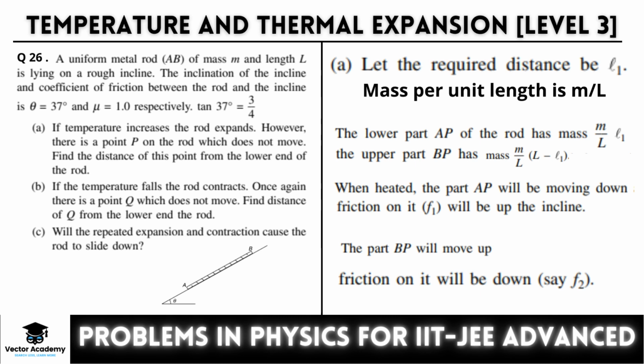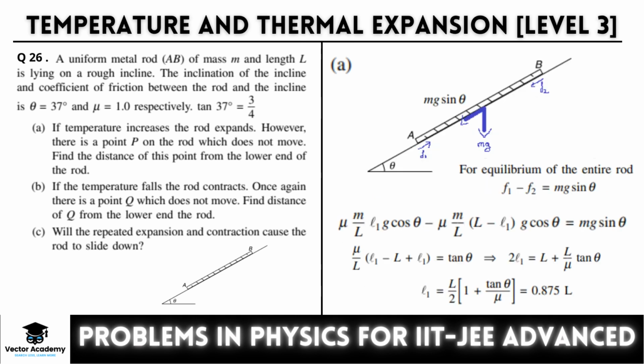A. Let the required distance be L1. Mass per unit length is m divided by L. The lower part AP of the rod has mass m by L into L1 and the upper part BP has mass m by L into (L minus L1). When heated, the part AP will be moving down and friction on it, F1, will be up the incline. The part BP will move up and friction on it will be down, say F2.